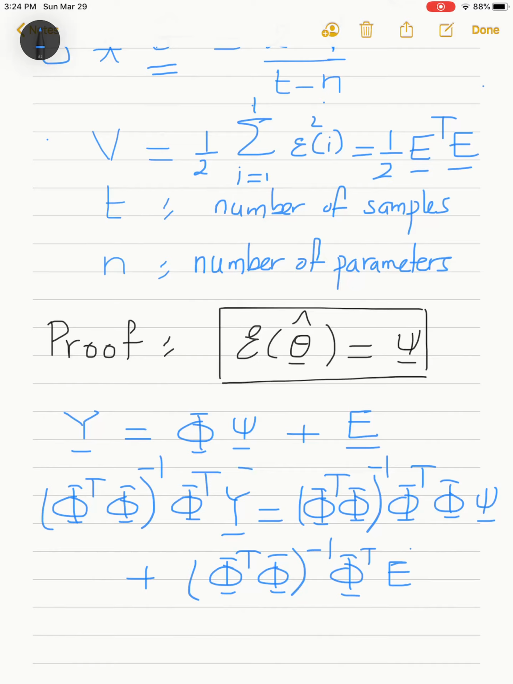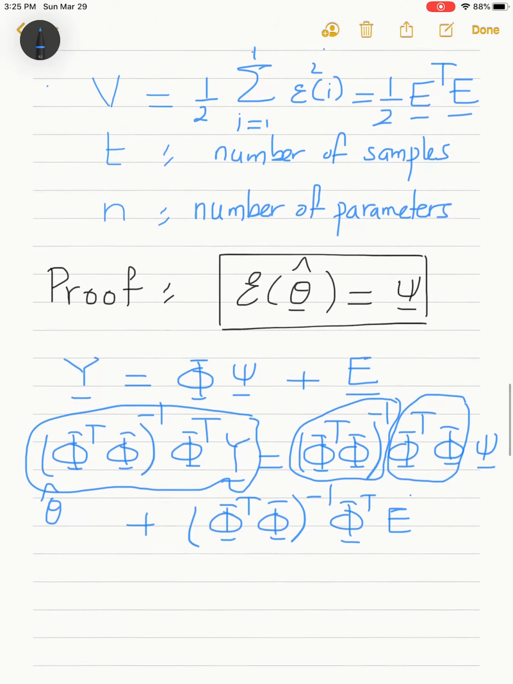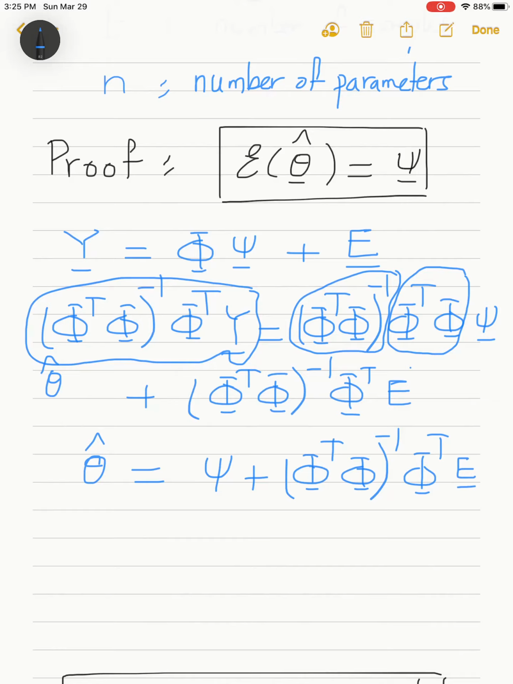Now we know that the left hand side of the equation would be just the estimate theta hat, and these two matrices are just the inverse of each other, so their product will give the identity. So this equation can be written as theta hat equals psi plus phi transpose phi inverse times phi transpose E.